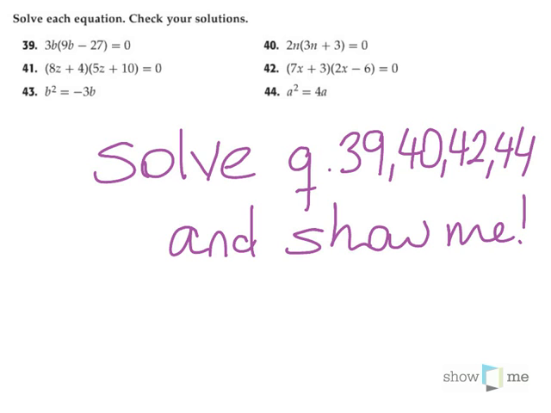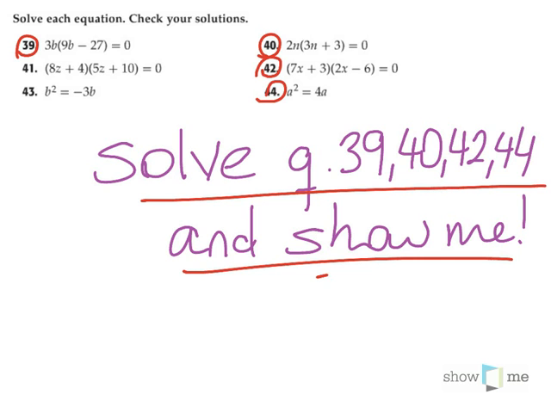Okay, now it's your turn. Please solve 39, 40, 42 and 44 and show me.